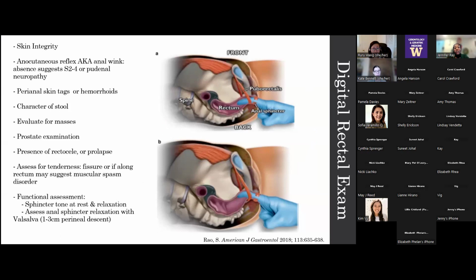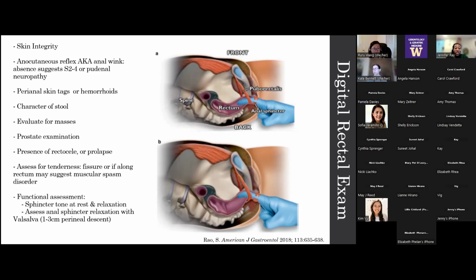Swiping your finger across the anal sphincter, looking for the anal wink. This is looking at the S2 to S4 reflex. And if that reflex isn't there, then that suggests pudendal nerve neuropathy. Skin tags, hemorrhoids, I mentioned, you can see, is there stool in the rectal vault? Is it liquid stool? Is it hard pellets? For men, you're looking for masses. Also in women, you can look for masses too, or feel for that, more distal masses.